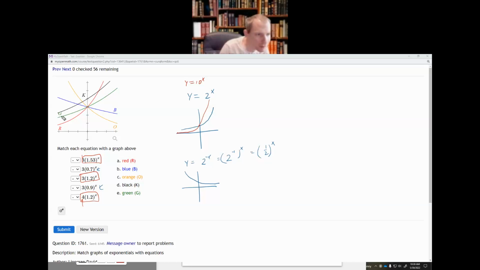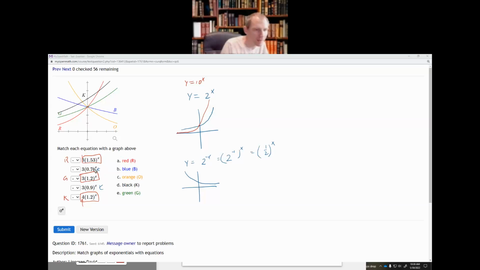sorry, I think it's k. I don't know, it's the black one, right? The black one, k. Okay, so this one is k. All right. Then out of the other two that are sloped up and going through 3, the steeper one is going to be the bigger base. So the steeper one is the red one, and the less steep one is the green one.